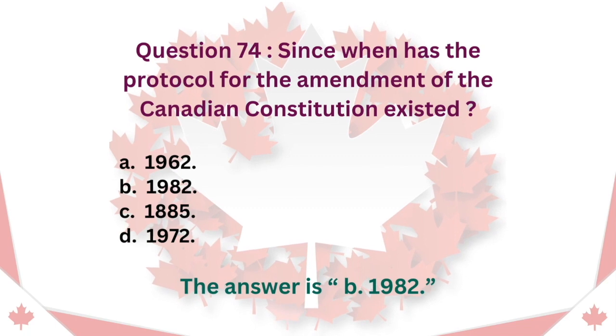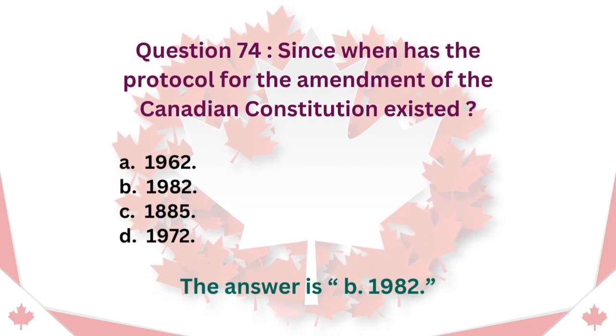Question 74. Since when has the protocol for the amendment of the Canadian Constitution existed? A. 1962. B. 1982. C. 1885. D. 1972. The answer is B. 1982.